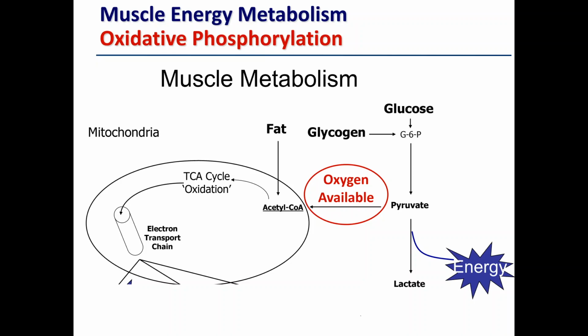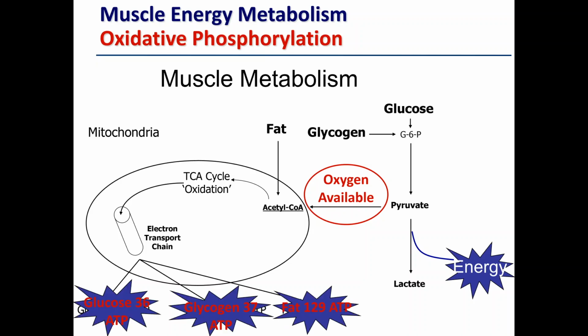Now the benefit of when oxygen is available is we can create a lot more ATP. We can create about 36 ATP from one molecule of glucose, 37 from a molecule of glycogen, and if we metabolize fat sources, we can attain up to 129 ATP from a similar amount of fat, because fat is quite energy dense. However, we need oxygen available to actually metabolize fat in this way and get ATP from it. We can't do that in anaerobic fashion.